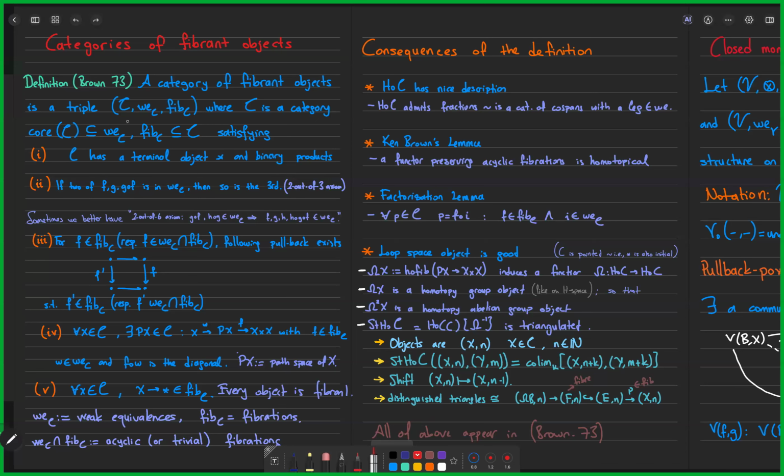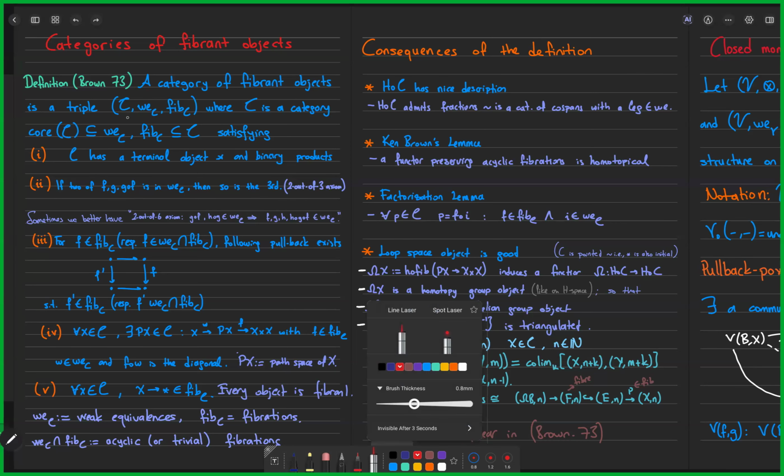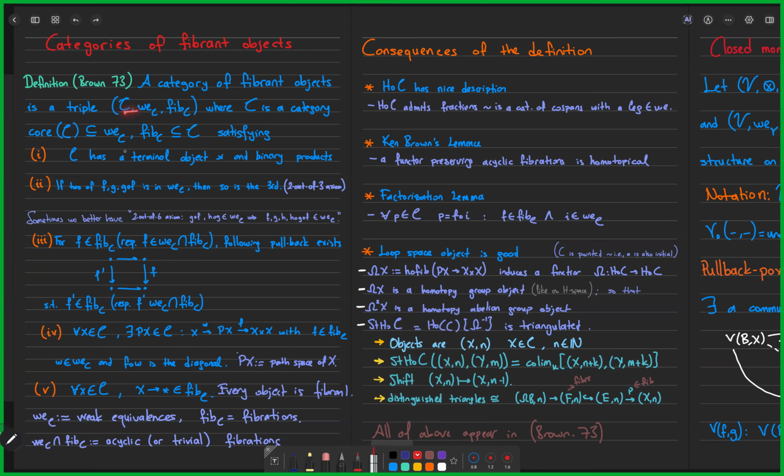So, what's a category of fibrant objects? It's a category C together with two subcategories, which contain all isomorphisms, so the core of C. And the category satisfies the 5 axioms listed here. First, it must have a terminal object, which we will denote by a star, and it must have binary products. And the weak equivalences, the subcategory V sub C, need to satisfy the 2 out of 3 axiom. There is actually a better version of this axiom called the 2 out of 6 axiom, which guarantees in a fibration category something called saturation.